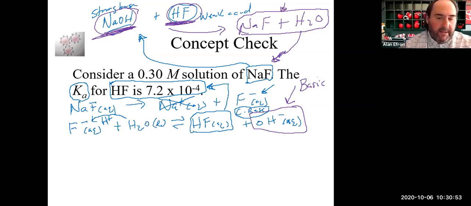Okay, so now that we have the reaction that's actually taking place, we want to do an ice table here. So we're going to do our ice table, kind of like a normal ice table.